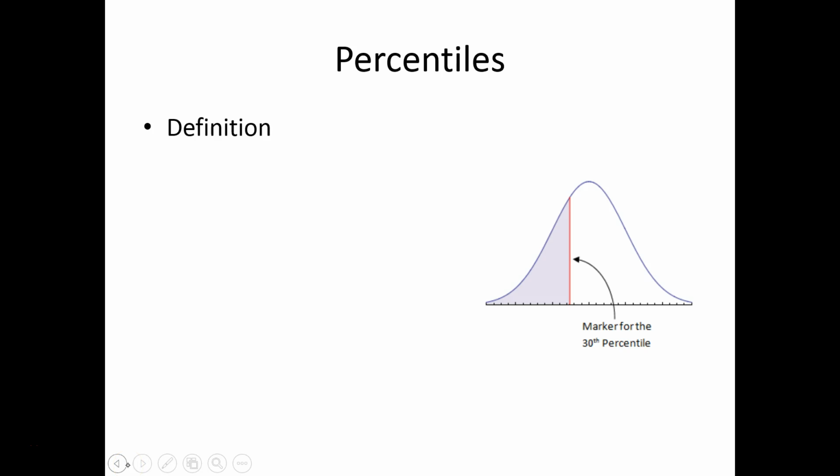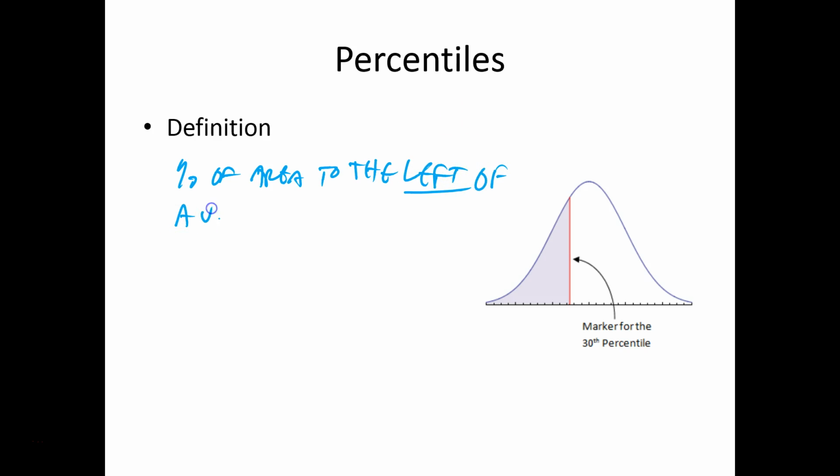So let's talk about percentiles. Percentiles are the percent of area to the left of a value on a density curve. So basically what this is saying is that you're finding this area right here. If they give you a value, you have to be able to find that area. And we do that by using z-scores.